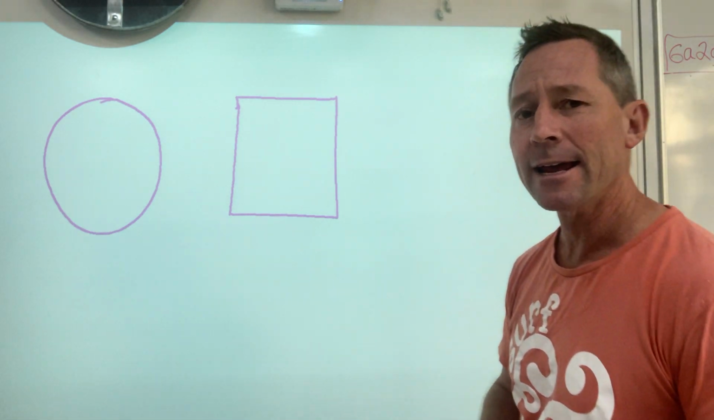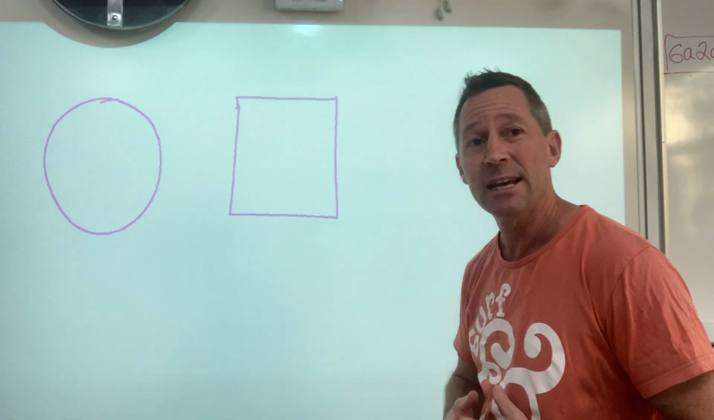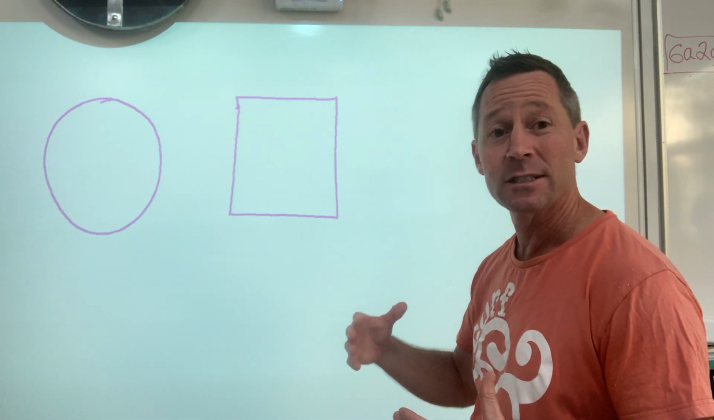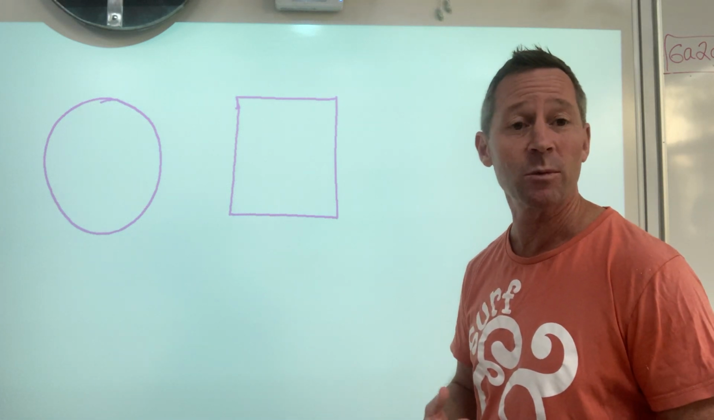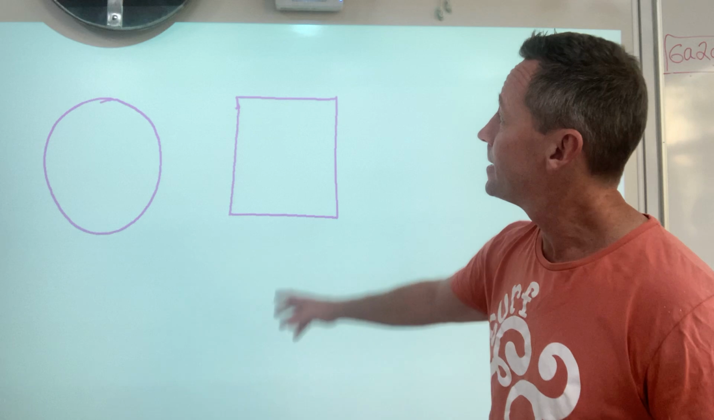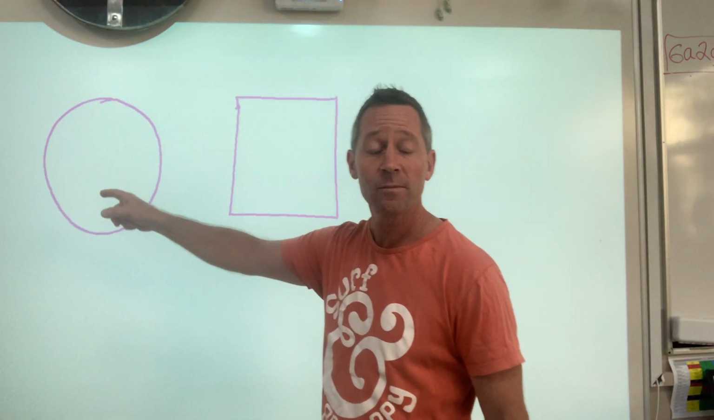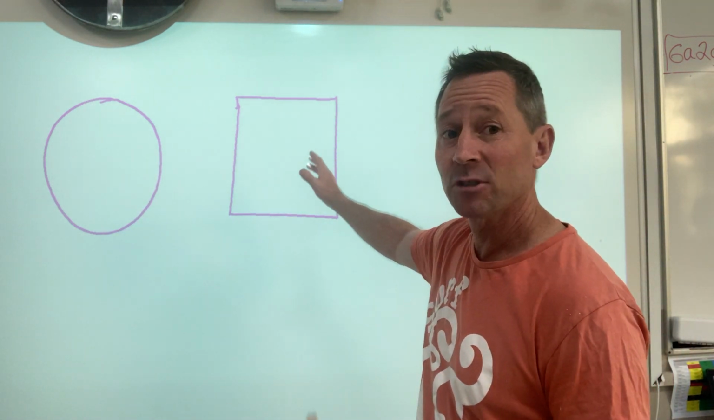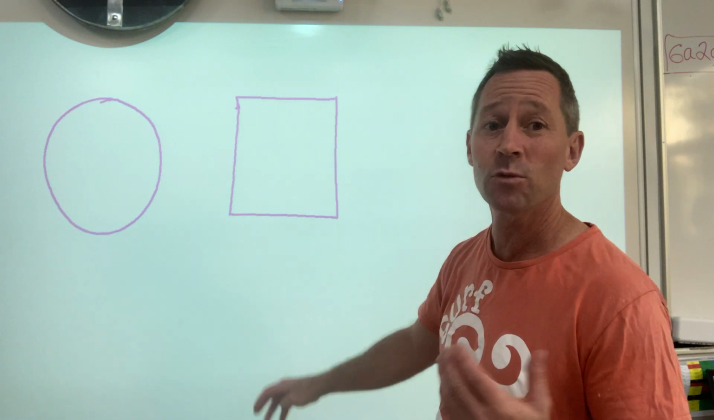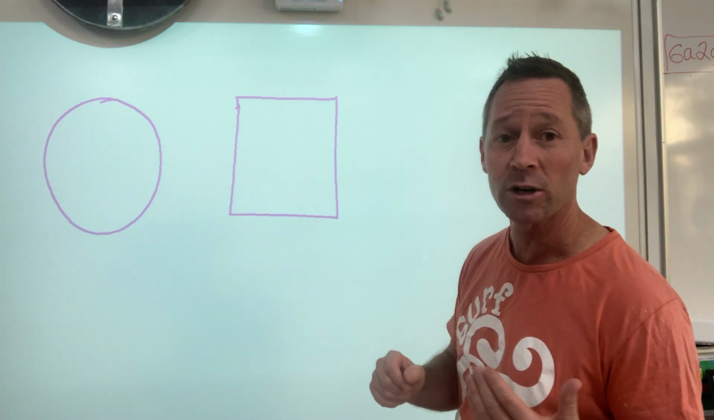Angles. We're talking about angles, degrees, and all these different terminologies of the vocabulary when we're talking about angles. Here I have a circle, and here I have a quadrilateral. Quad means four, so this is a four-sided shape.